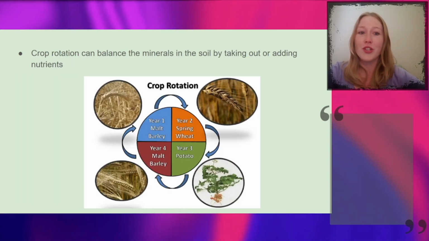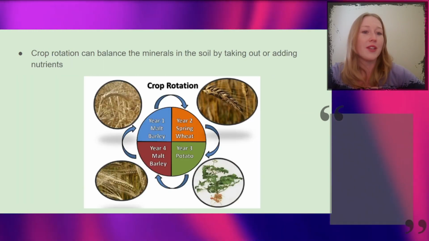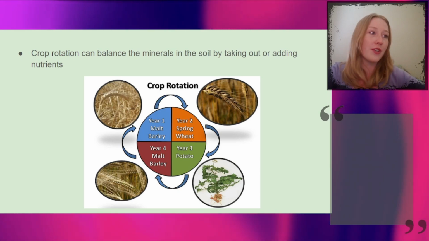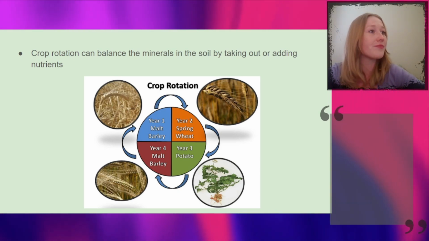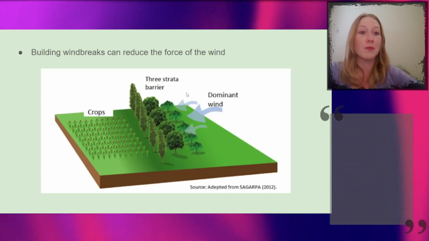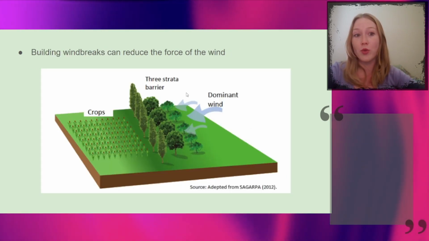Okay, I think I've mentioned crop rotation a few times. In different years, you plant different types of crop, and it just keeps the soil balanced. Wind breaks, especially if you have a lot of wind erosion.